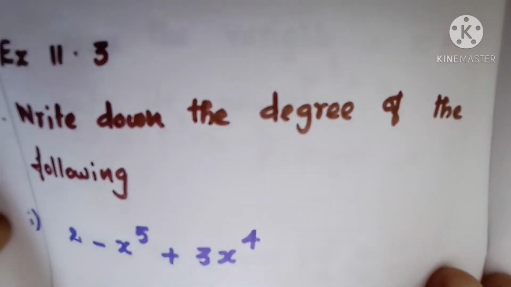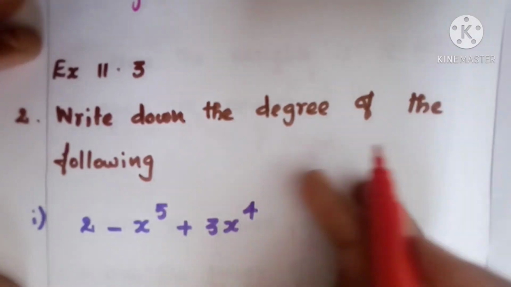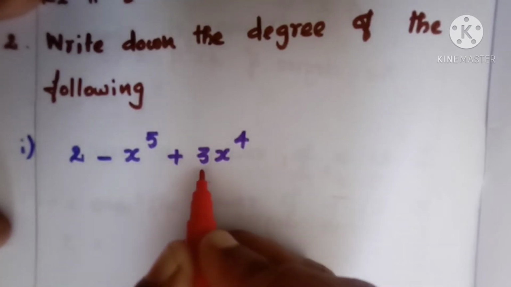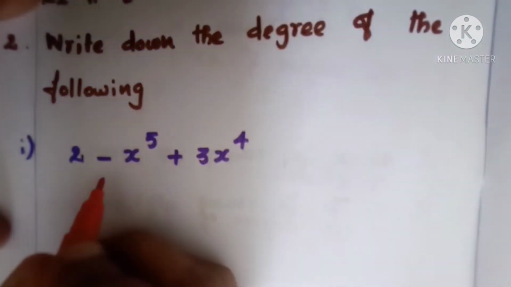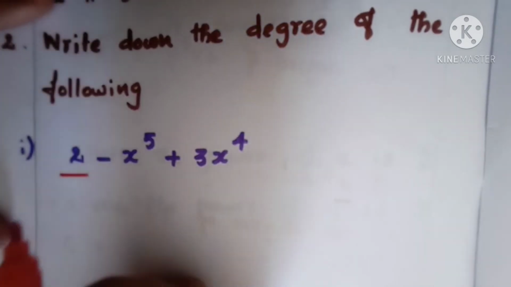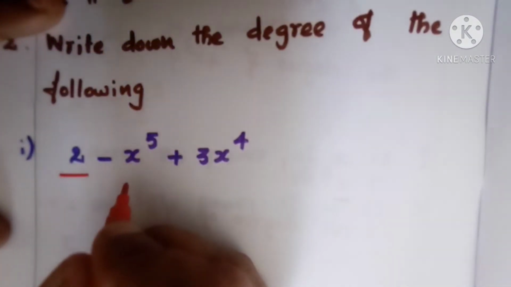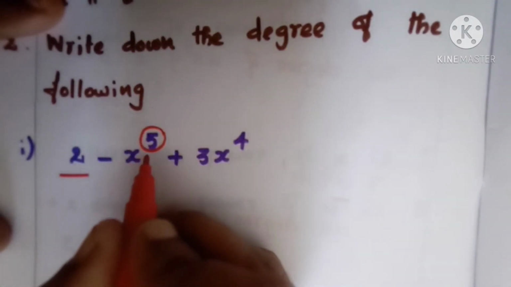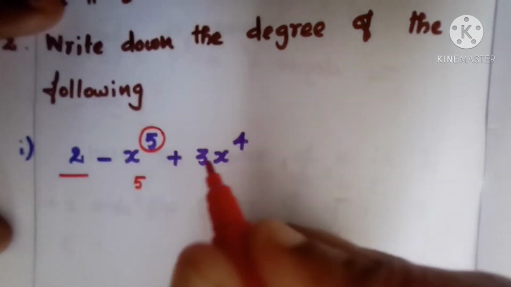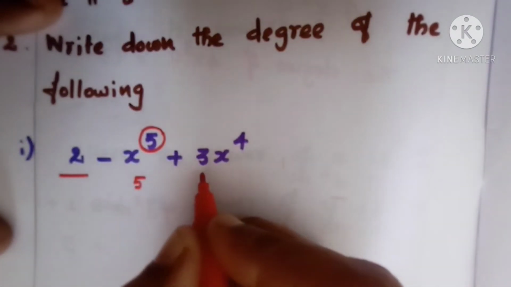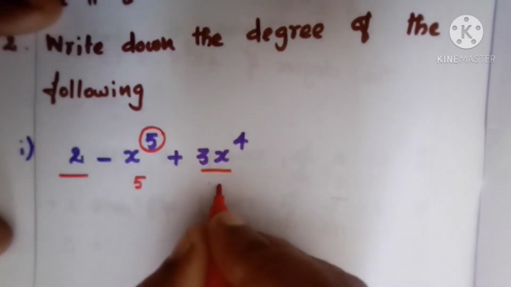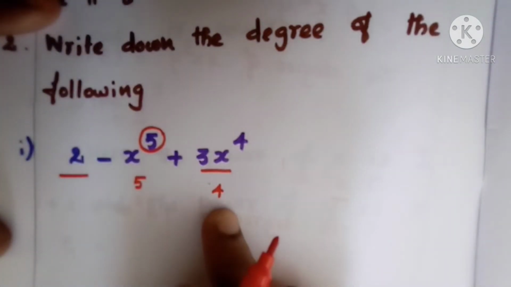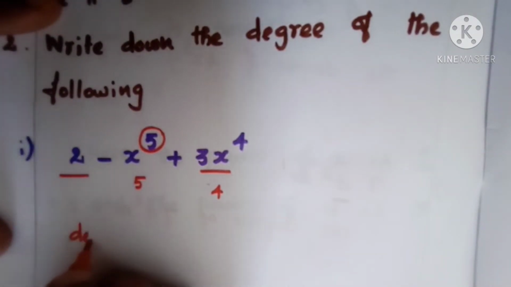Exercise 0.3. Write down the degree of the following. First sum: 2 minus x power 5 plus 3x power 4. 2 is the constant term. The degree of the constant term is 0. And x power 5, here the power is 5, so it has a degree 5. And 3x power 4 is another term. The degree of the term is 4. Here which one is the highest one? 5 or 4? 5.